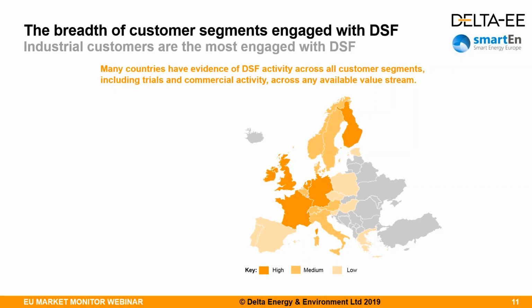The fourth category we've looked at then is the breadth of customer segments engaged. This one's a little bit easier. We've only looked at 3 customer segments: residential, commercial and industrial. Countries scoring highly again, activity across all 3. And you'll maybe notice here that Finland is now high.